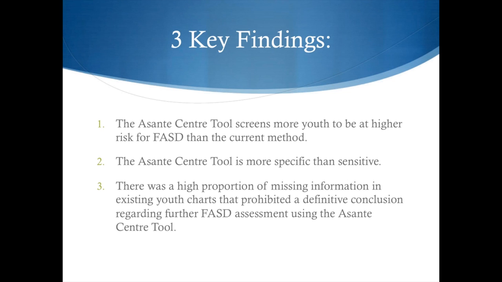So perhaps this is reflective of the fact that particular information on the tool is difficult to collect for probation officers. For example, whether the youth have siblings with documented FASD or maternal alcohol history is often not available. And so this missing information can be attributed to perhaps the probation officers not asking enough questions to accurately red flag youth to further FASD assessment.